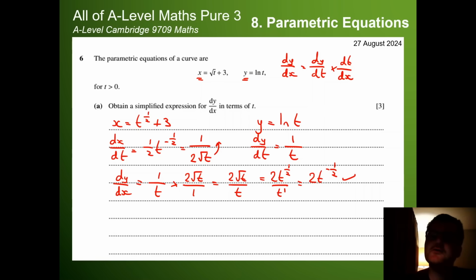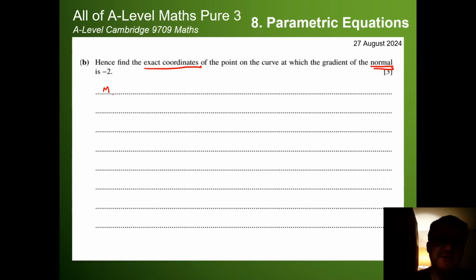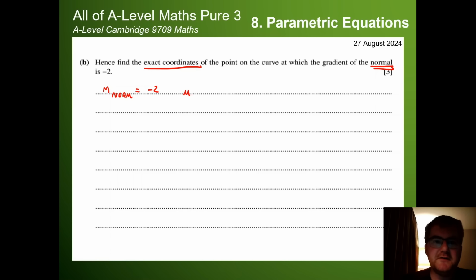Now, part b is a nice little twist on this because you want to find the exact coordinates. So again, precise in terms of natural log, in terms of roots, of the point on the curve at which the gradient of the normal, so watch out for this, is minus 2. So if the gradient of the normal is minus 2, the gradient of the tangent is going to be the negative reciprocal, which is 1 over 2. So this is saying, in other words, that dy by dx is equal to a half.